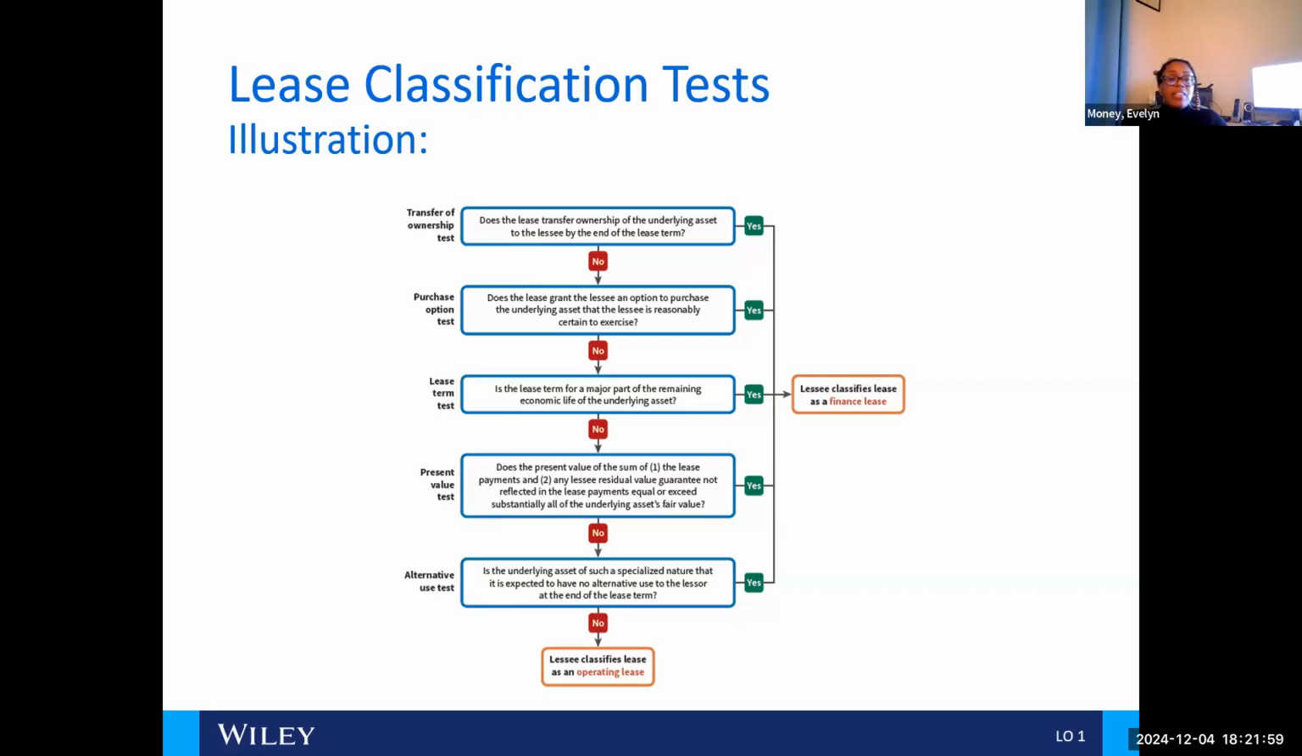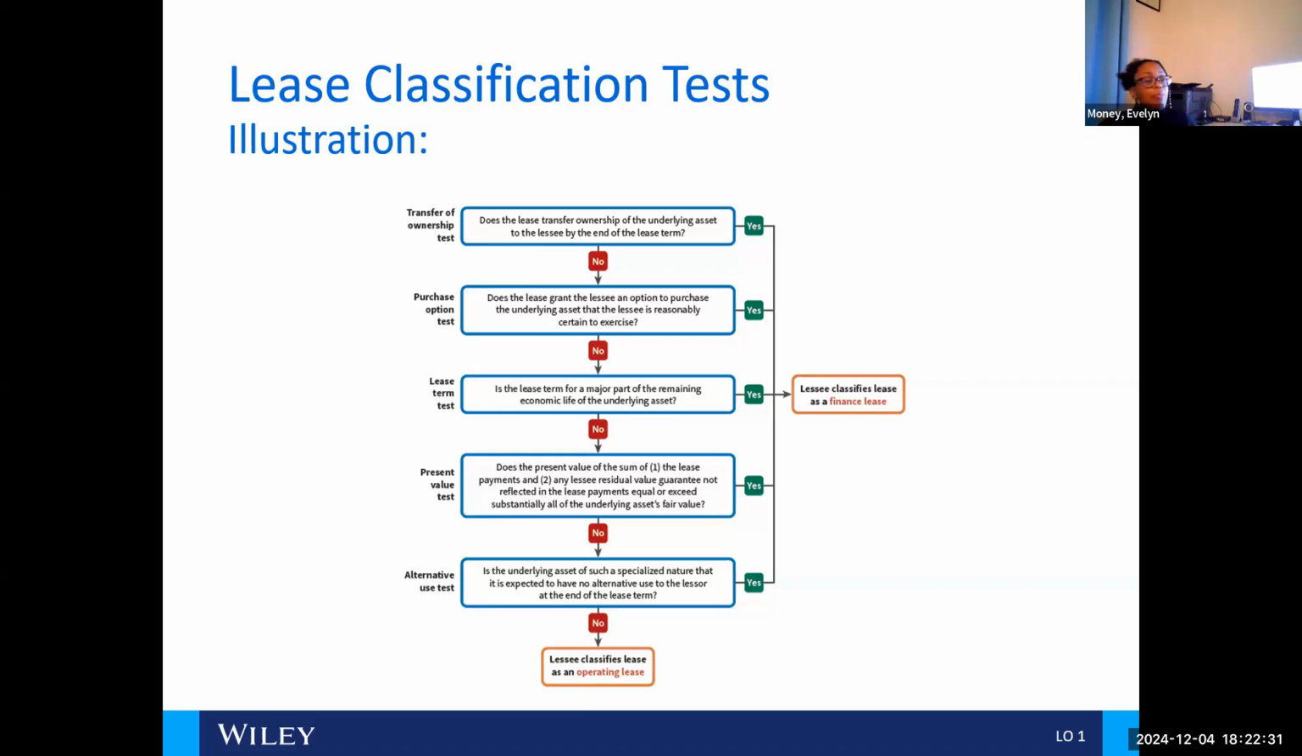Then there is the lease term test. I like to call this the 75% test. With the 75% test, is the lease term for longer than 75% of the asset's useful or economic life? So we'll compare the lease term to the economic life of the asset. We'll do a little division, a little calculation, and we'll determine that percentage. If it's greater than 75%, then we've met this test. It should be a finance type lease.